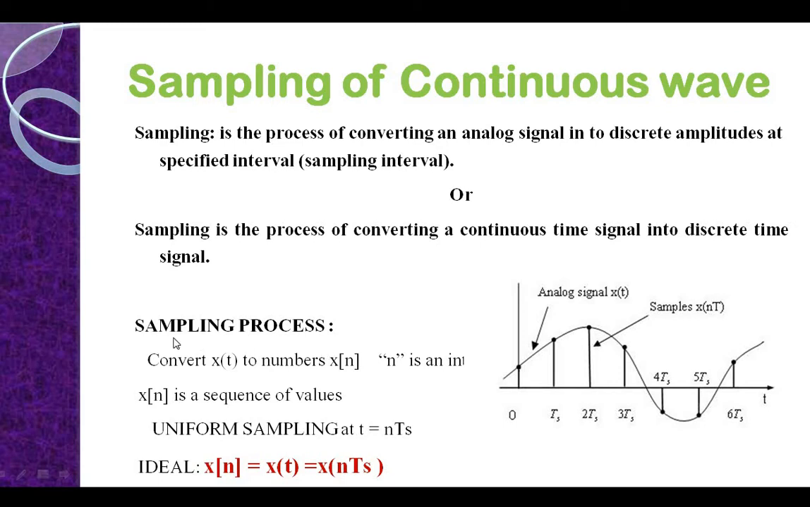Now see, what is the sampling process? As a mathematical expression, we convert x of t into x of n, where n is the number of samples. This is the impulse train we are giving, where x of n is a sequence of values. So ideally your sampling is given as x of n equals x of t, or x of t equals x of n into Ts, number of samples into the time interval. You have converted that one, correct?